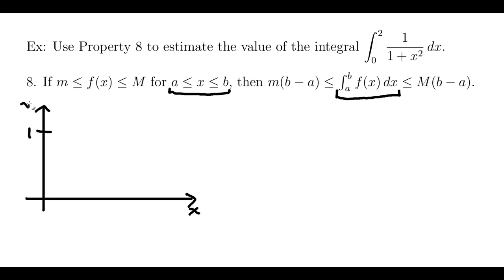Let's make this 1, and we'll make this 2. So let's graph this function. F of x is equal to 1 over 1 plus x squared. When x equals 0, we have 1 over 1, so we have this point here. When x equals 2, 2 squared is 4, plus 1 is 5, so we get 1/5.